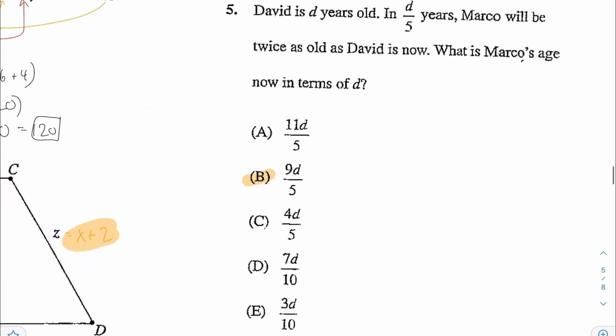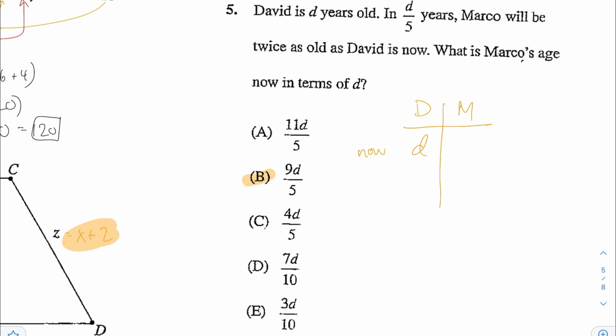Next for number 5, David is D years old. In D over 5 years, Marco will be twice as old as David is now. What is Marco's age now in terms of D? So to solve these age problems, you have to do a chart. So you have David and Marco. So now David is D years old.